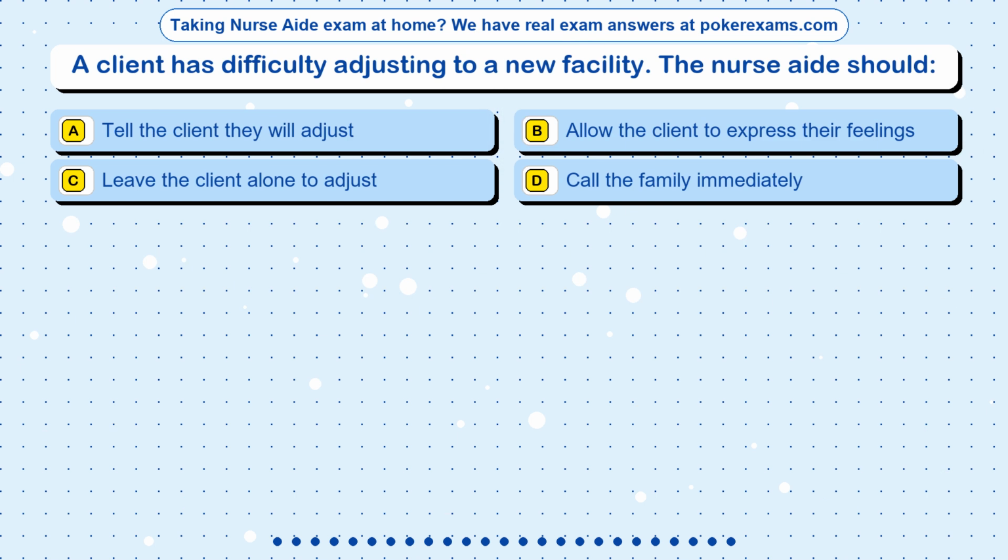Question 3. A client has difficulty adjusting to a new facility. The nurse aide should: Option A, tell the client they will adjust. Option B, allow the client to express their feelings. Option C, leave the client alone to adjust. Option D, call the family immediately.